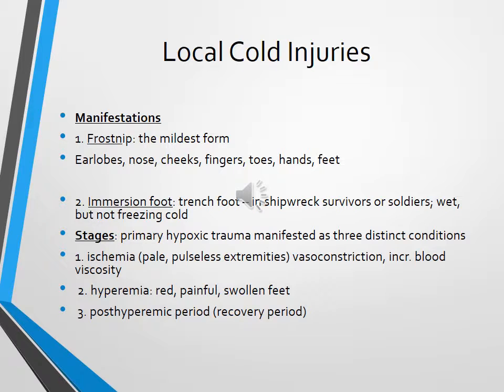Local cold injuries, manifestations. You've got frostnip, the mildest form. That's more to your earlobes, nose, cheeks, fingers, toes, hands, and feet. Immersion foot, trench foot. You saw these in shipwreck survivors or soldiers. They're wet, but they're not freezing cold. Stages: primary hypoxic trauma manifested as three distinct conditions. You have ischemia, which is pale, pulseless extremities, vasoconstriction, increased blood viscosity. You have hyperemia, which are red, painful, swollen feet. And then it'll go into a post-hyperemic period, which is the recovery period.